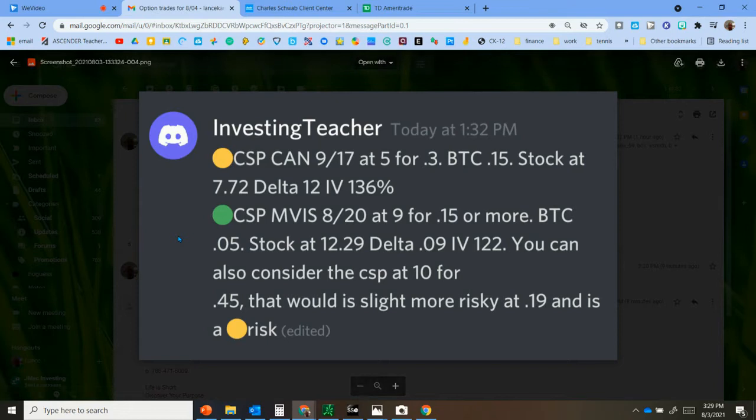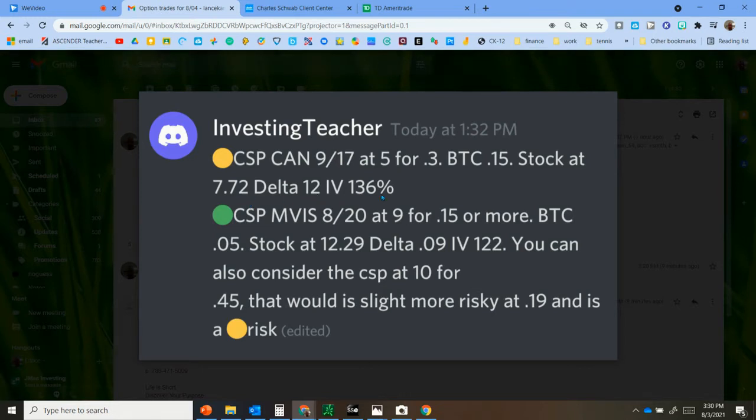Okay, here are my recommendations I'm giving the Patreon members for Wednesday, August 4th. We're going to look at how to do the position for CAN. So we're trying to sell a cash secured put on CAN for September 17th at the $5 strike price. And we're going to do it for 0.3 or $30 in premium. Then we want to buy to close this at $15. I also give the current stock price 7.72, good amount of cushion from this to 5.